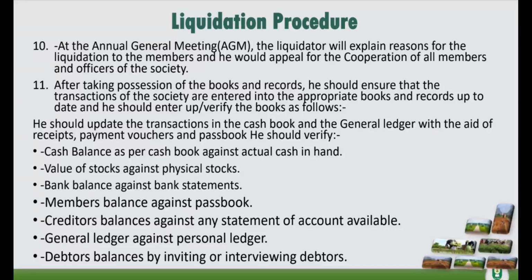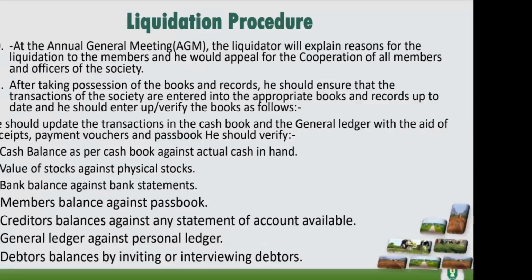What should he do? He should update the transactions in the cash book and the general ledger with the aid of receipts, payments, vouchers, and passbook. He should verify cash balances as per cash book against actual cash in hand, value of stock against physical stock, bank balance against bank statements, members balance against passbook, creditors balance against any statement of account available, general ledger against personal ledger, and debtors balance by inviting or interviewing debtors.